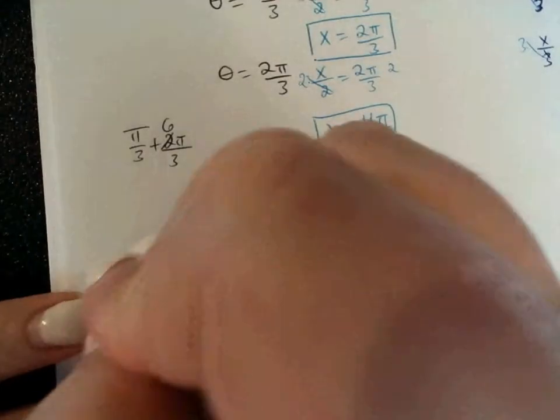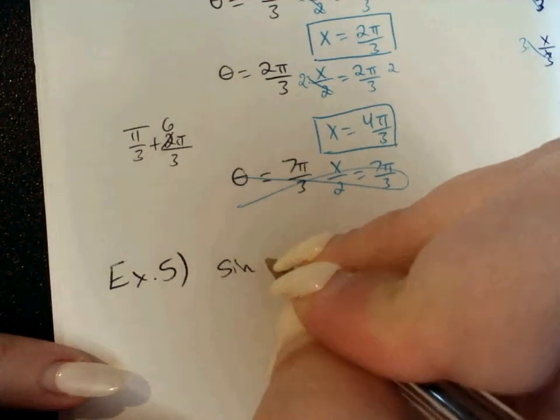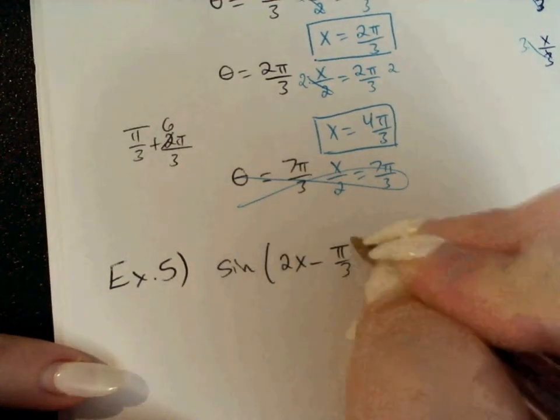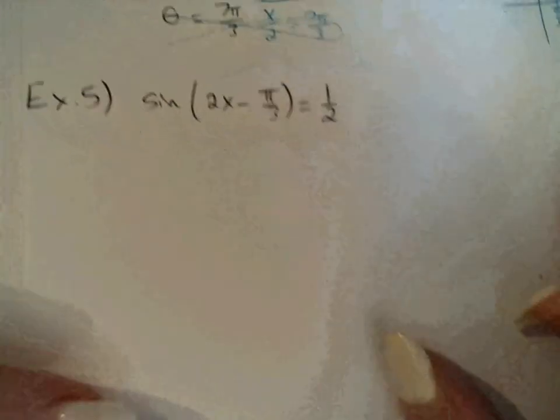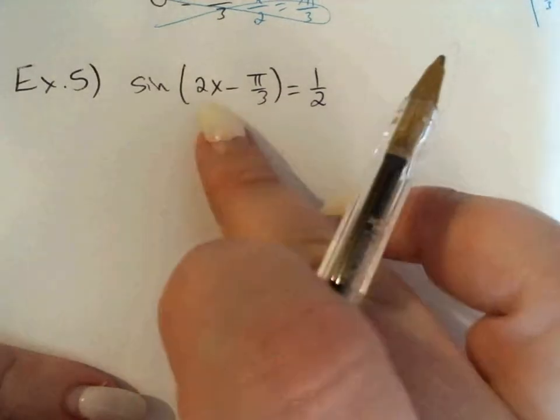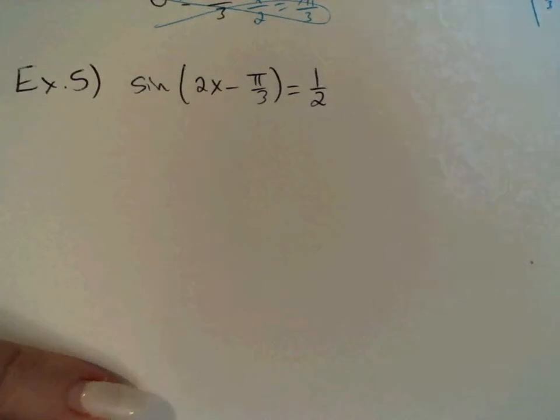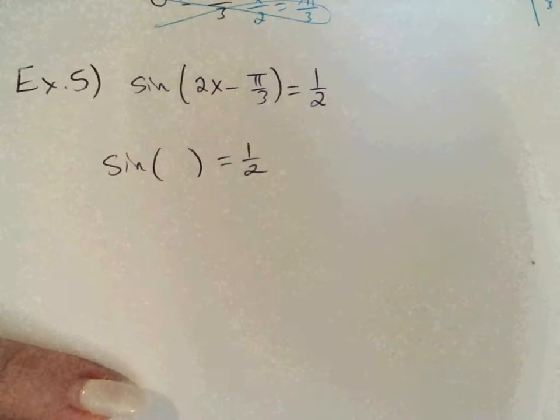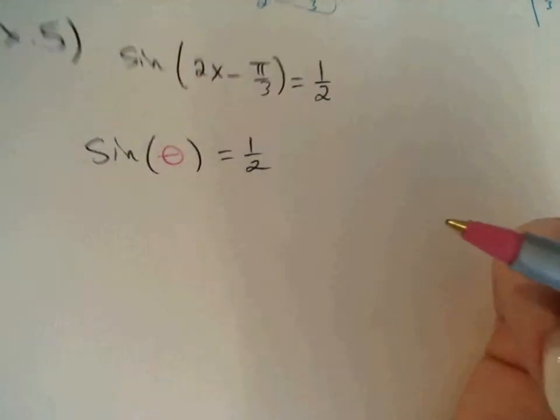I'm going to do one more that's a little bit interesting, and then I'm going to call it good. So, example 5. Find all the answers from 0 to 2 pi such that sine of 2x minus pi over 3 equals 1/2. So this one's kind of interesting because we're trying to find all the angles for which 2 times the angle minus a third of pi, and you take the sine of it, you get 1/2. So again, we're going to let this be sine of just theta. And we're going to talk about the values of theta that equal sine equals 1/2.